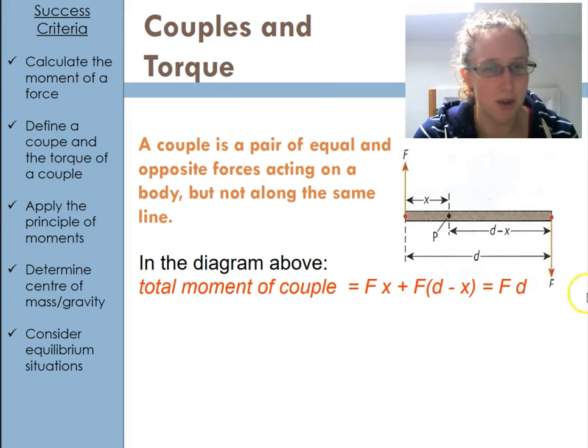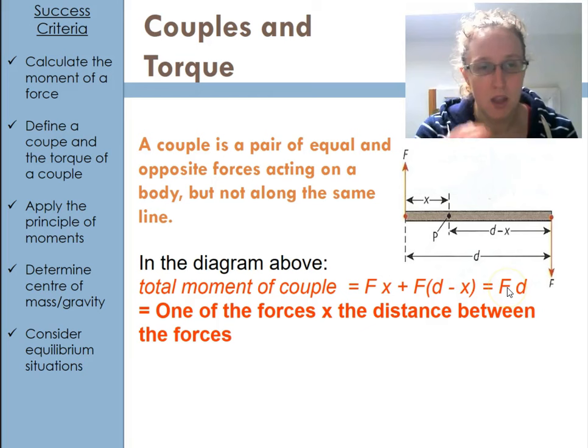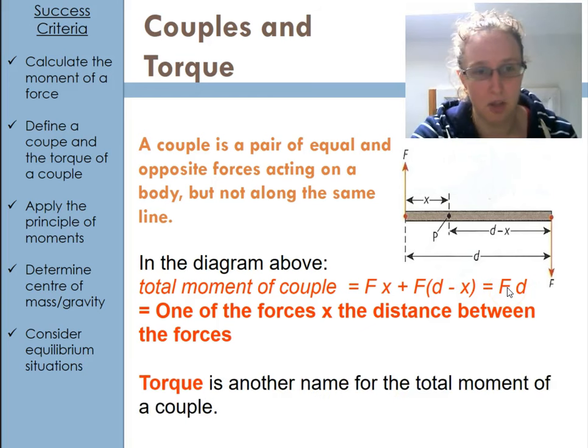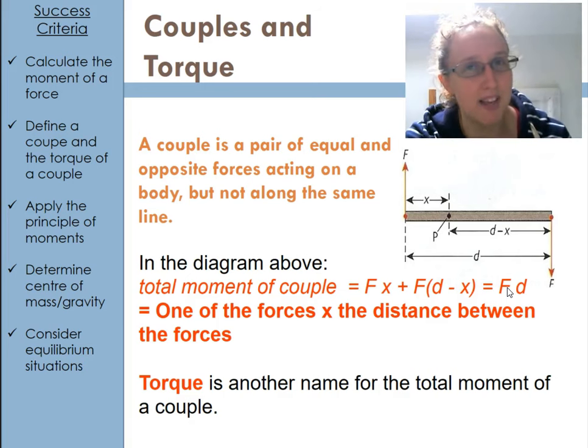So the total moment of these two things is going to be equal to the force, well, the size of one of the forces, times by D, which is the distance between them. And this is a very useful thing about couples. So for a couple, it doesn't matter if they're pivoting around a point that's equally placed between them or not, the size of the moment they cause, or their torque, is always going to be the size of one of those forces multiplied by the distance between the two forces.